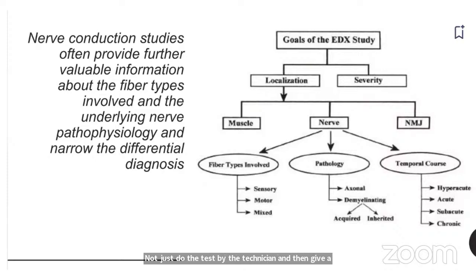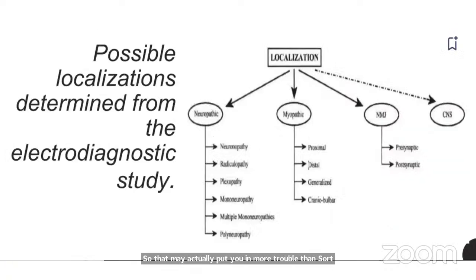So that may actually put you in more trouble than sort out your problems. So when you are localizing, as we said, it could be in the nerve, it could be in the axon, it could be in the myelin, it could be in the plexus as a whole, or it could be a mononeuropathy. It could be multiple mononeuropathies, as you can see in diabetes, and it could be a polyneuropathy. Myopathic, we know we are not interested in myopathic per se, and NM junction again becomes the myasthenia groups.